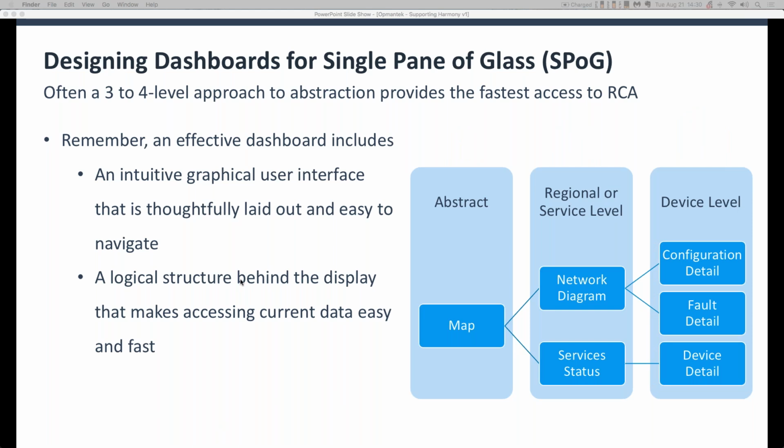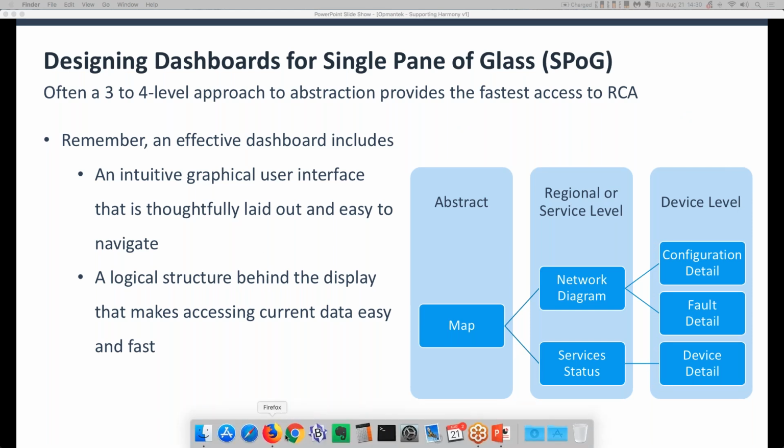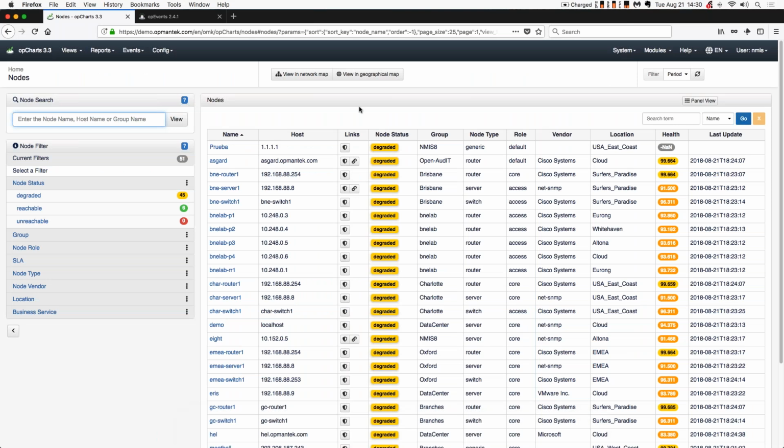So let's take a look at what some of these look like. I'm going to switch over to OP Charts now. All right, so this is the standard OP Charts nodes view. And one of the first things I want to give you a concept of is something that we've just added recently with the release of, I think it was OP Charts 3.2.6. So that came out about 2 months ago. We've just recently released OP Charts 3.3.0.